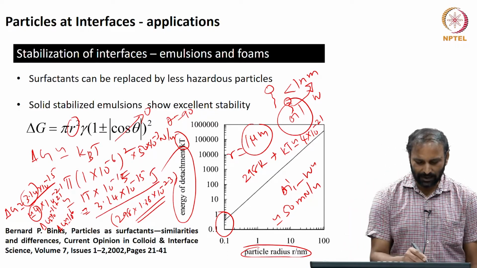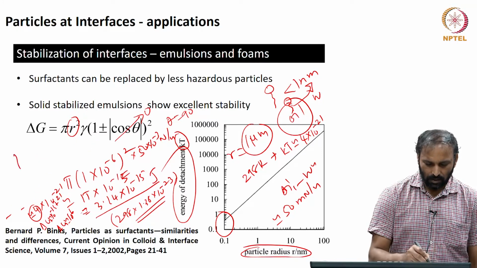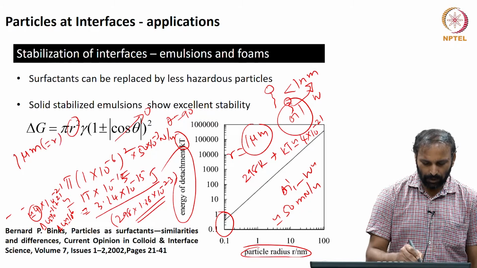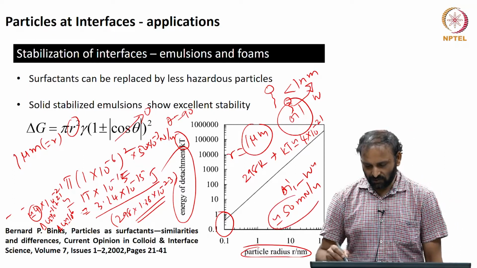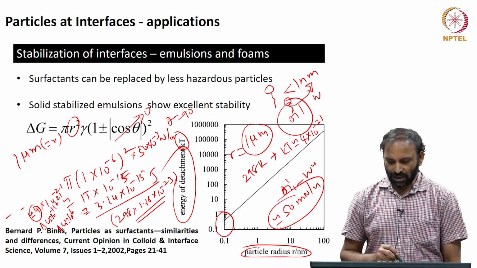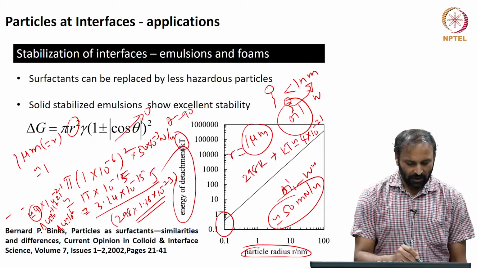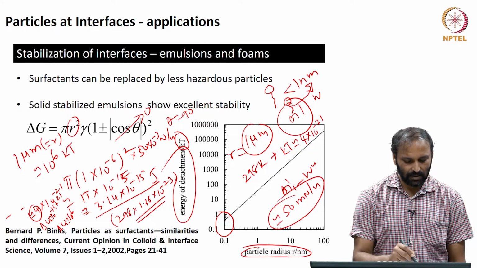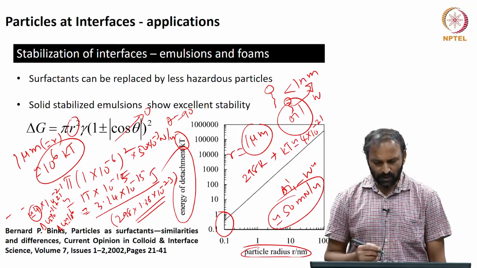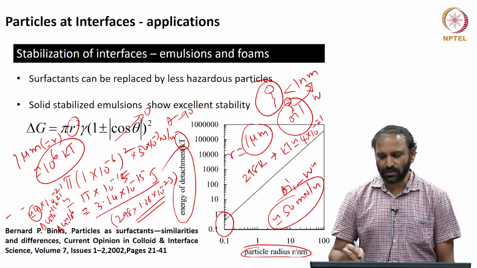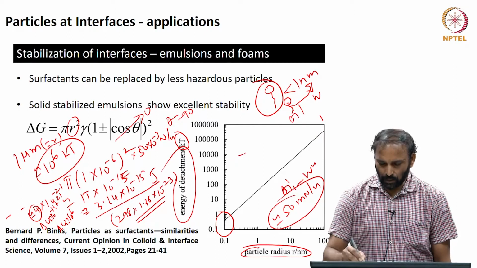Therefore, the simple calculation shows that if you have a particle of radius 1 micrometer situated at the interface with an interfacial tension of 50 millinewton per meter, the energy required to dislodge the particle into one of the phases is of the order of 10 power 6 kT. This energy is much larger than for a surfactant molecule which is sub nanometer in size. And of course, this energy decreases with decrease in the particle size.